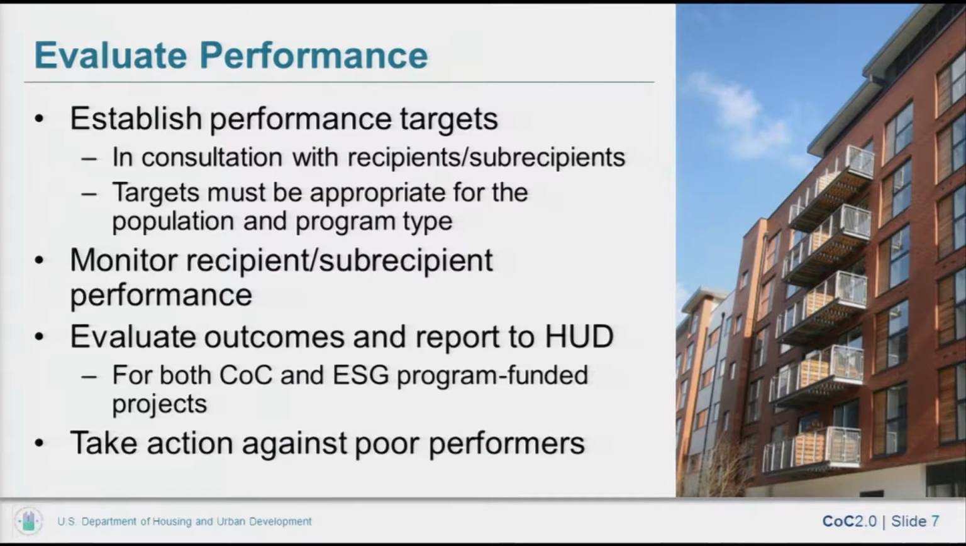Under the CoC program interim rule, CoCs are required to have more accountability for the performance of the recipients and subrecipients. First, in consultation with recipients and subrecipients, the CoC is responsible for establishing performance targets appropriate for population and program type. The CoC is then responsible for monitoring recipient and subrecipient performance, evaluating outcomes, and taking action against poor performers. Note that taking action doesn't necessarily mean to take punitive action. Rather, the CoC could provide poor performers with technical assistance and require improvement plans as a means to strengthen the overall system, rather than let poor performance continue unchecked.